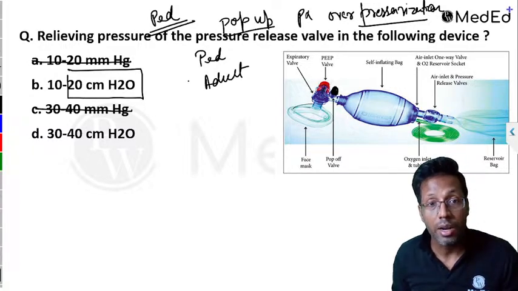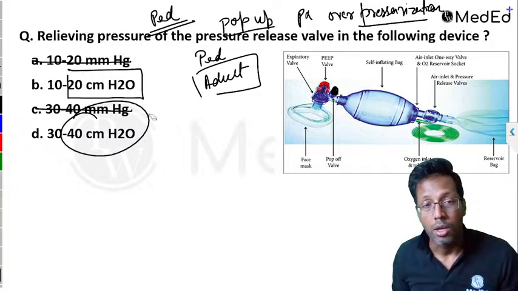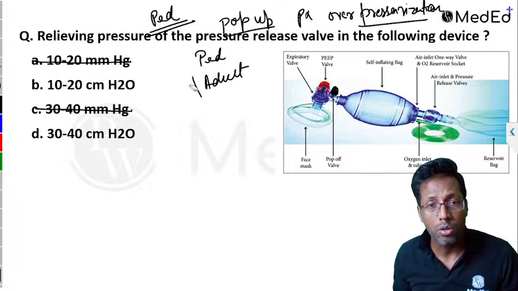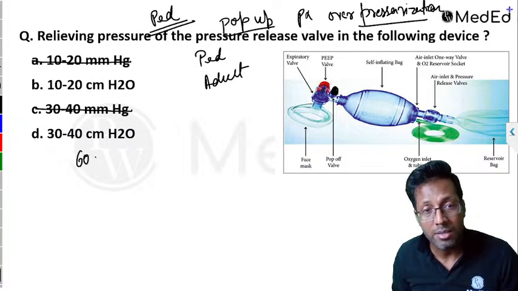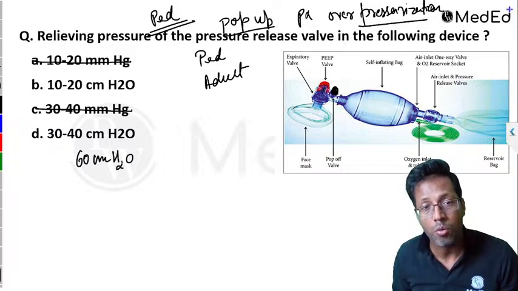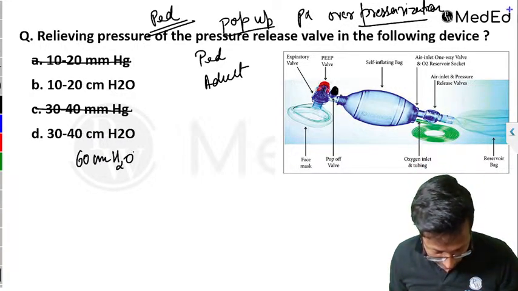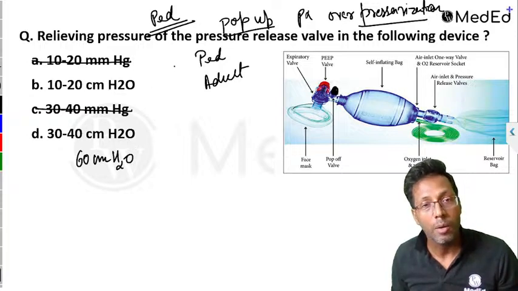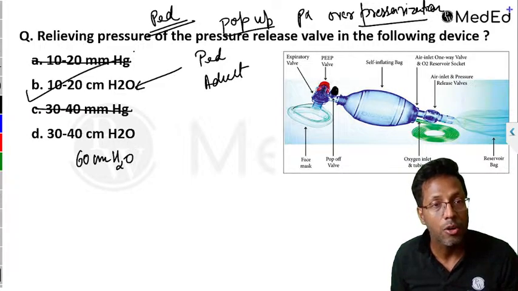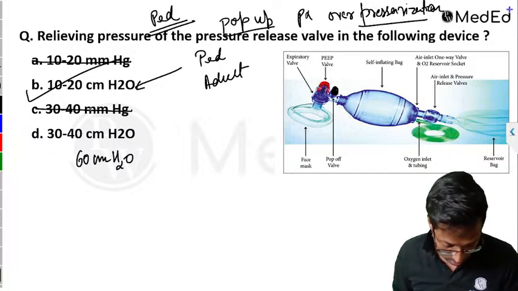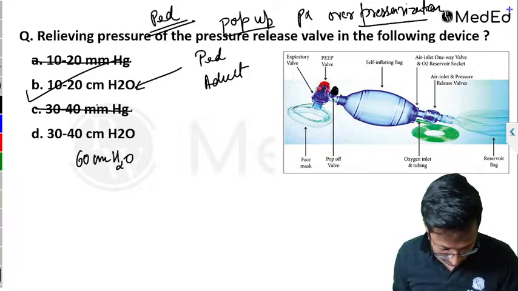And the relieving pressure in an adult is actually not 40. If you go through the books and the manual, it normally recommends around 60 centimeter of water, right? Dr. SJ says pediatric. Oh, okay, if pediatric is given then the correct answer is 10 to 20. That's the point. Dr. Lokesh says no sir.